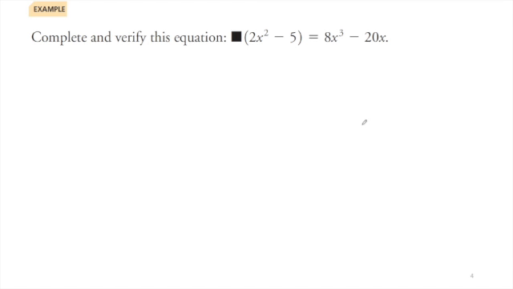Okay, so there are a couple of ways that you could do this. You could just do it simply by looking at this and say, okay, what times 2 gives me 8? Well, 4. Does 4 times negative 5 give me negative 20? Yes. And then what times x squared gives me x cubed? Well, x. And then does negative 5 times 4x give me negative 20x? Yes. So that is simply by just looking at the equation.